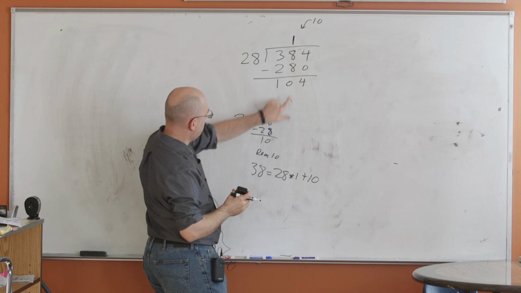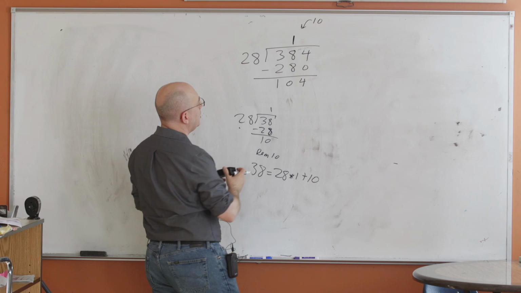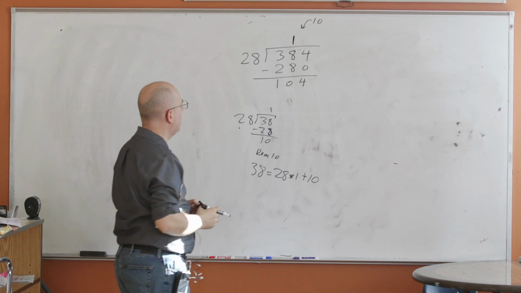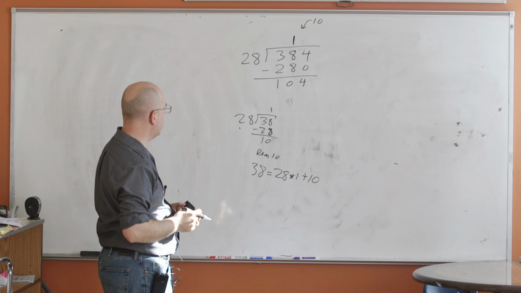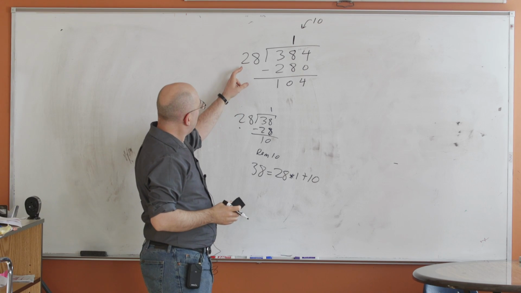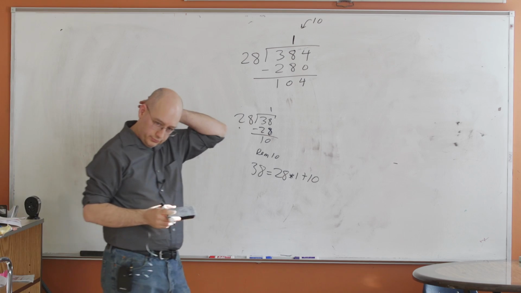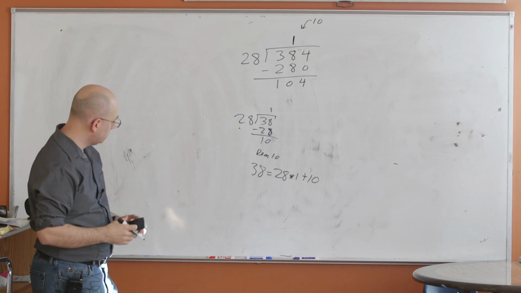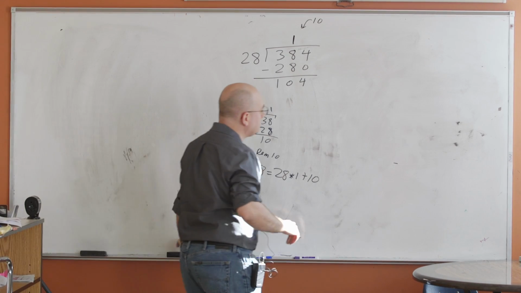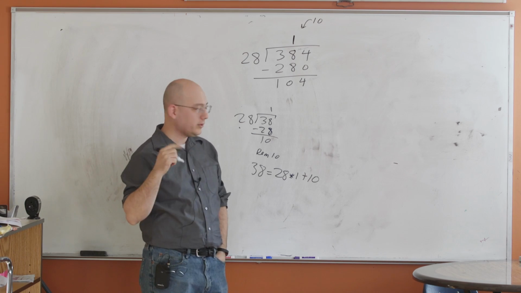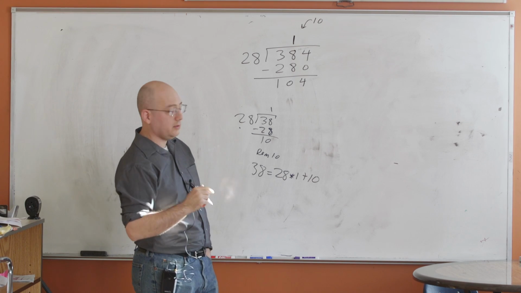This 10 here was the same as this 10, but because we have another digit over here, we have the 4 coming down. And then how many times does 28 go into 104? Well, this is where it gets a little bit harder than with a single digit, because it's a little harder to know these things, right?